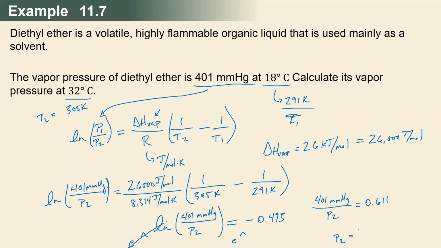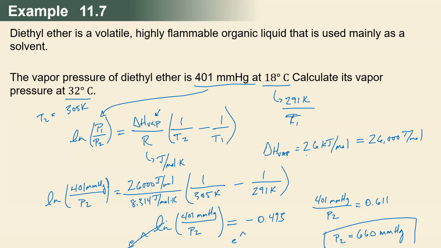Now, before I write this answer down, I'm increasing the temperature. Should that increase the vapor pressure or decrease the vapor pressure? Increase. Yeah, it should increase it, right? The more energy I add, the more of that substance gets into the gas phase. And so the more vapor I'm generating, the higher the vapor pressure. And so we do a little bit of math and we get 660, 2 sig figs. We get 660 millimeters of mercury.